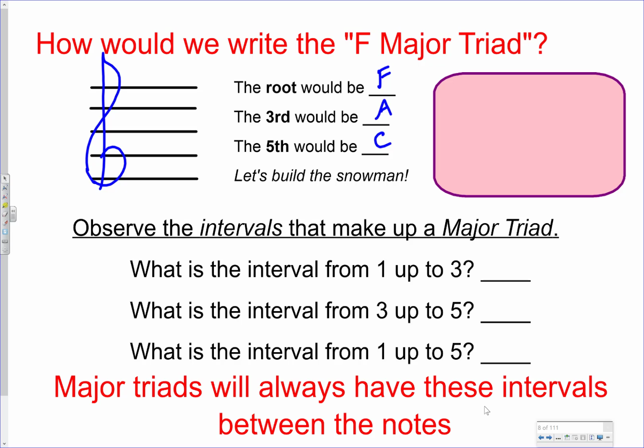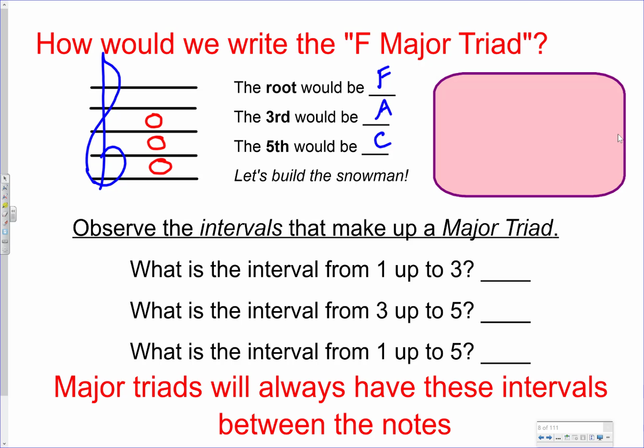So let's start with the root, which happens to be F. We'll travel up to the third, which would be an A, which is in the key of F. This is just an interval, but let's make it a triad by adding one more note, a superimposed third. Up from the A is our C. C is in the key of F. Therefore, we know that this is the F major triad.